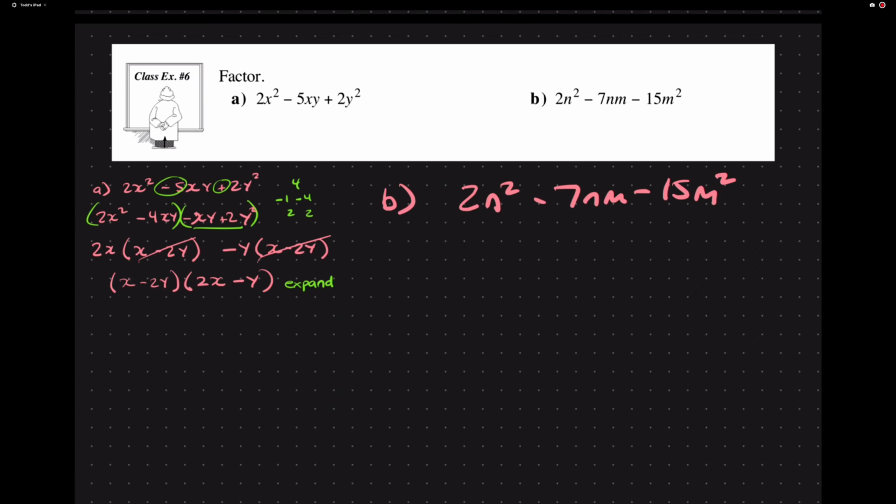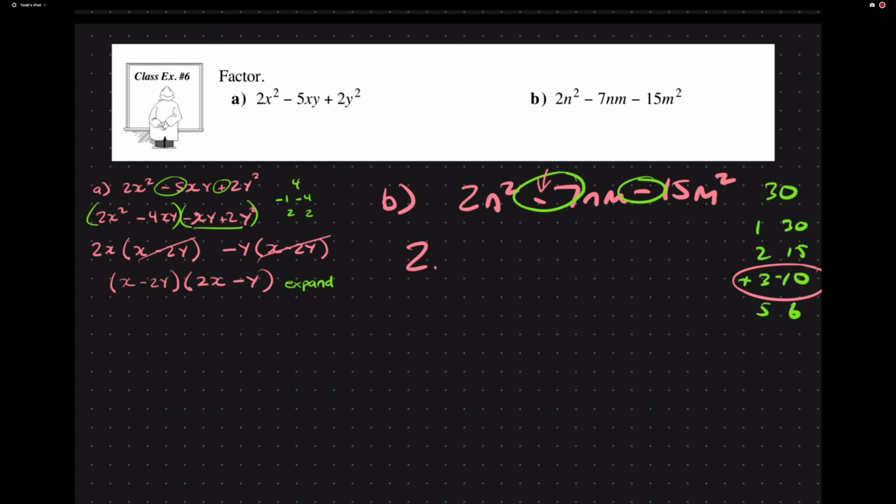2 times 15 gives us 30. That breaks down into 1 and 30, 2 and 15, 3 and 10, 5 and 6. They're going to subtract to give us negative 7. That would be 3 and 10. 10 minus 3 is 7. The largest term is going to be negative, so I'm going to put the negative with the 10 and positive with the 3.